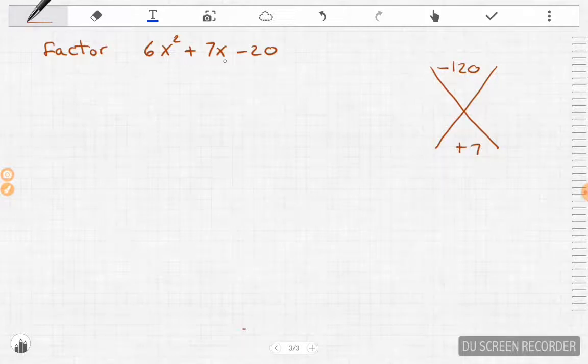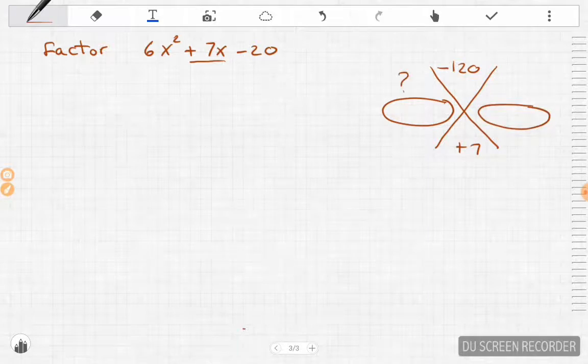And my goal is to break down the positive 7x into two terms. So I'm going to come up with two numbers here that I don't know yet. The two numbers with the product of negative 120 and with the sum of positive 7. Since the product is negative, I know that one number is positive and one number is negative. Multiply positive times negative, they give you a negative amount. But the sum is 7.